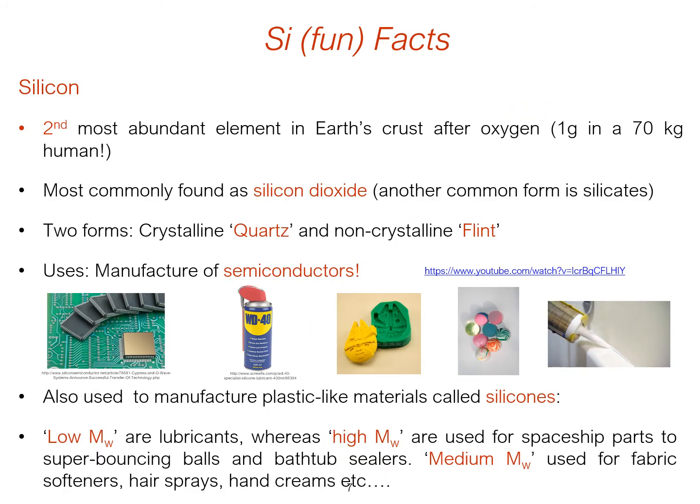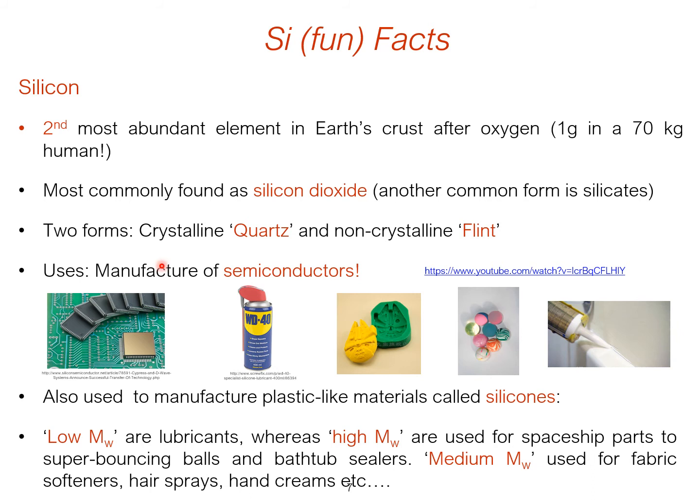So moving down group 14, we come to silicon, which is the second most abundant element in the Earth's crust after oxygen, which is what it's usually bonded to. So this is silicon dioxide. It's got a crystalline form called quartz and a non-crystalline form called flint. It's also found in a lot of rocks and minerals. Sand on the beach is usually a lot of silicon dioxide.